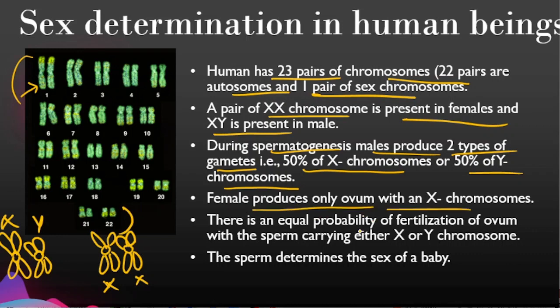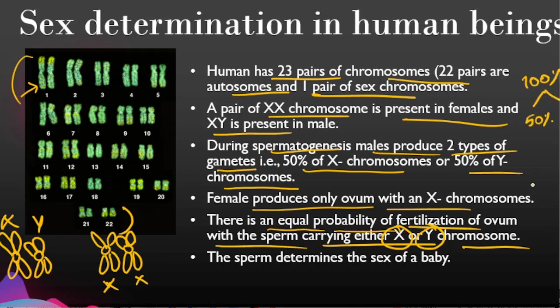Only the female has a pair of X chromosomes. There is an equal probability of fertilization of the ovum with a sperm carrying X or Y chromosome. Equal probability means if the total chance is 100%, dividing it equally gives 50% and 50%, right? Yes. Sperms determine the sex of a baby.